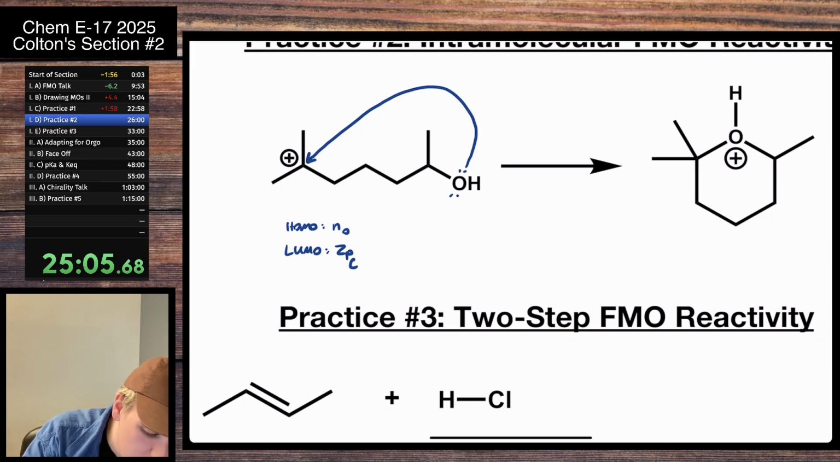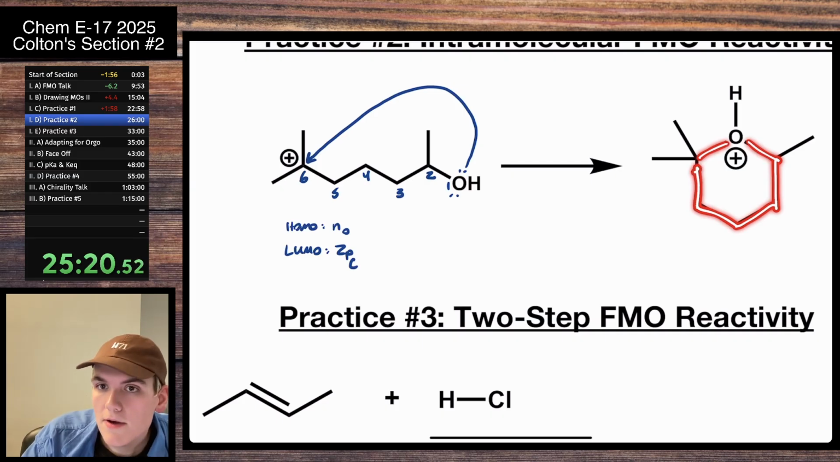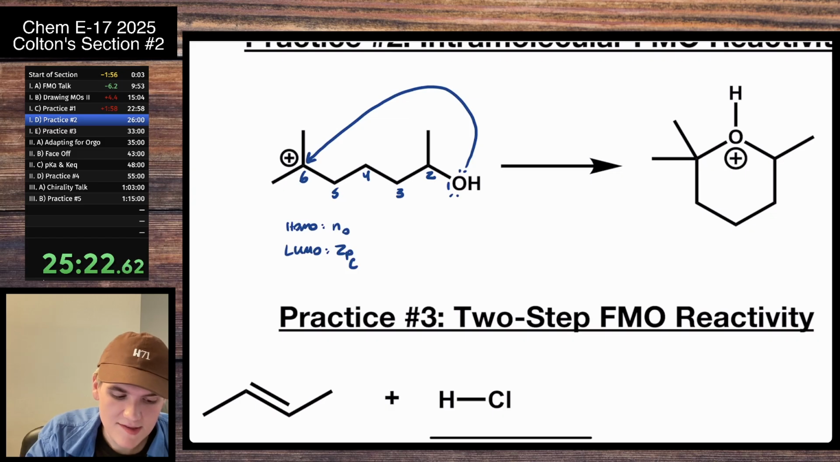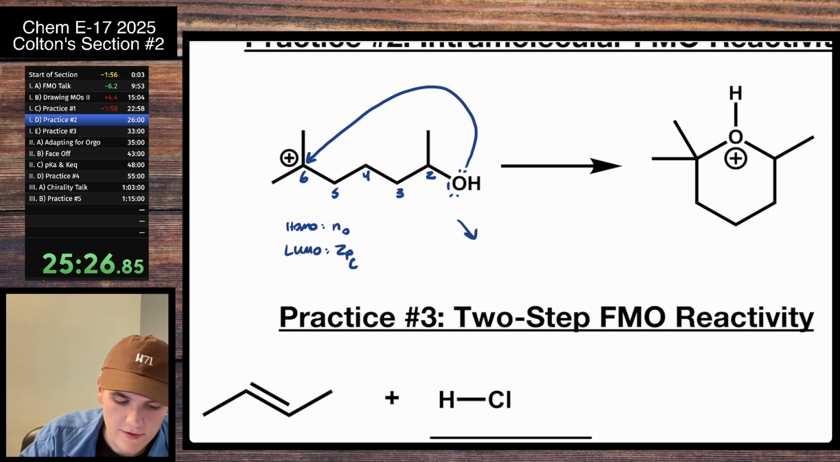So this oxygen is going to be 1, this carbon can be 2, 3, 4, 5, 6. And I'm connecting this oxygen to this carbon. So that should form a 6-membered ring. And lo and behold, what do we see over here? 6. Okay, well now if I'm trying to map this onto the product, I'll maybe do it as if I'm drawing it for the first time.